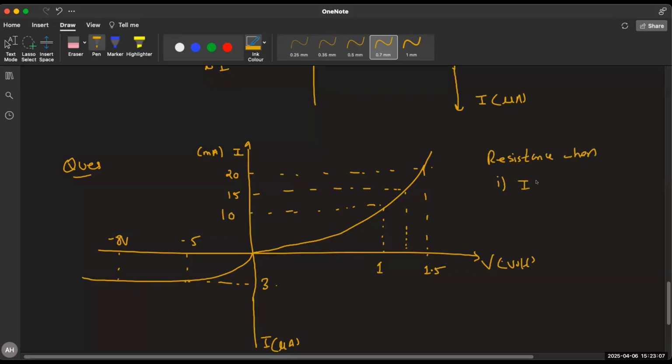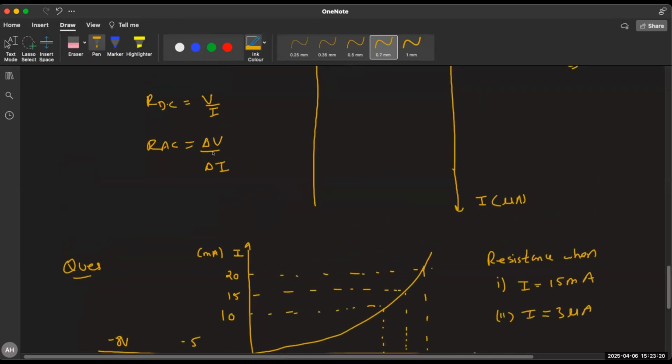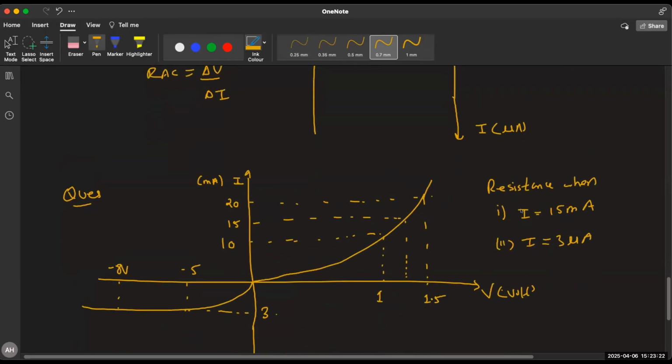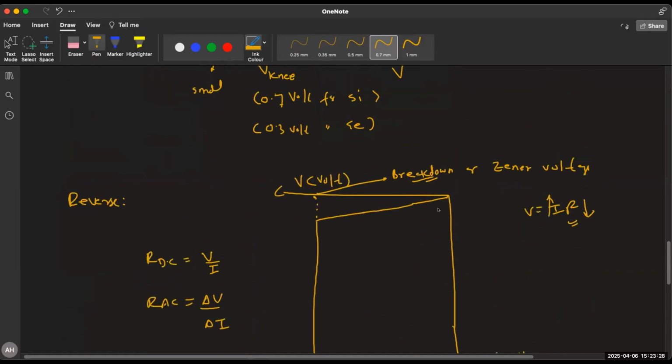You're supposed to calculate resistance first when I is equal to 15 milliampere, and second when I is equal to 3 microampere. Now, in this question, you will learn when to use DC resistance and when to use AC resistance. If I want to calculate resistance at I equal to 15 milliampere.